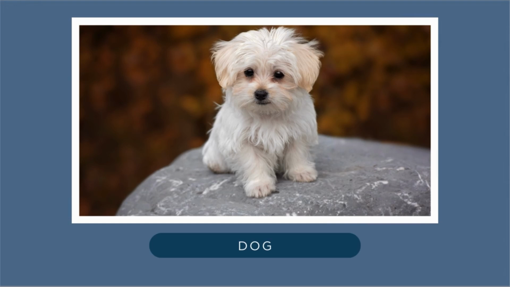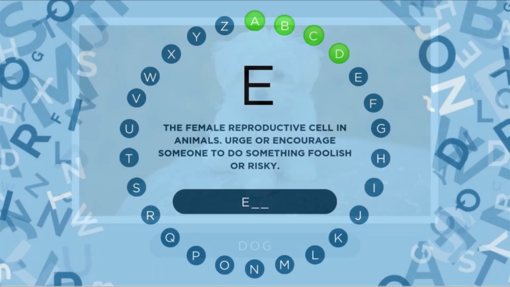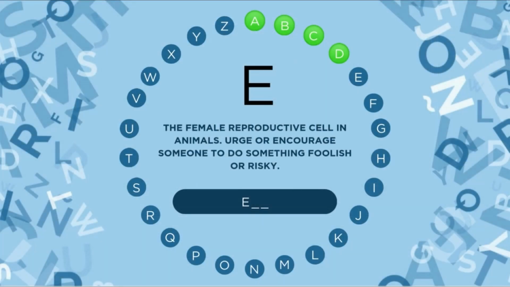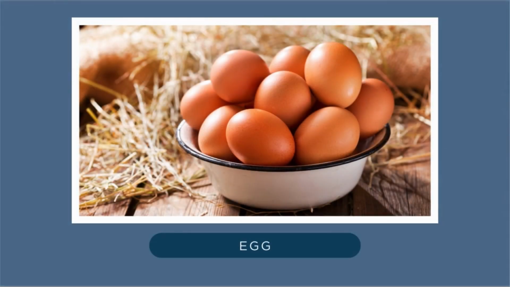Letter E is coming up next. The female reproductive cell in animals, or urge or encourage someone to do something foolish or risky. A few seconds left for the letter E. And the answer is egg, as we move on to the letter F.